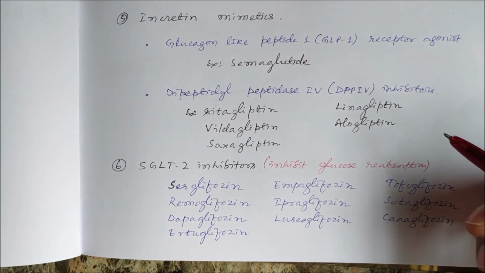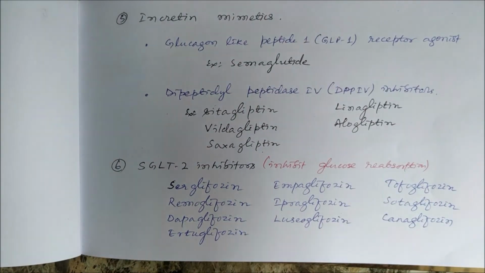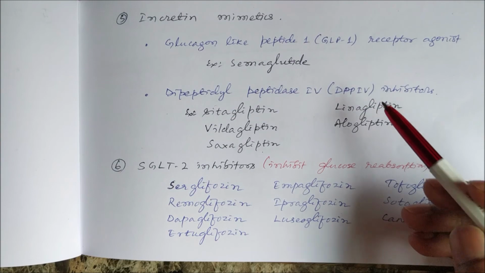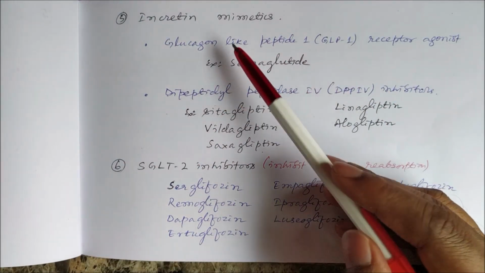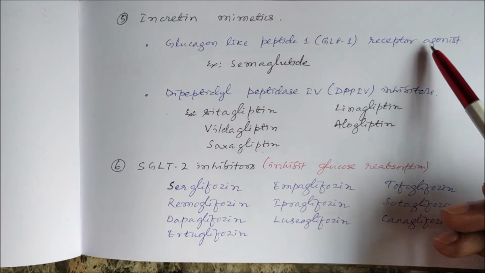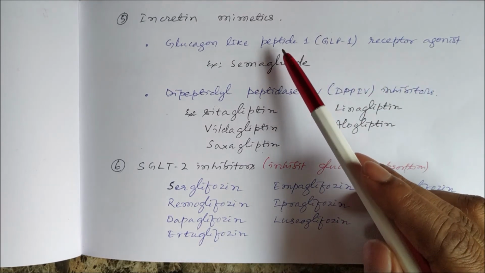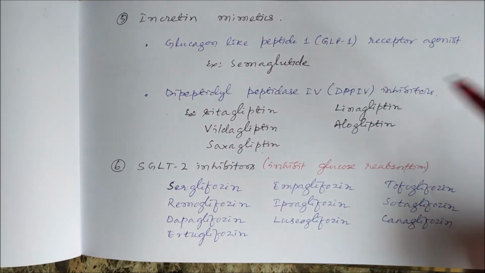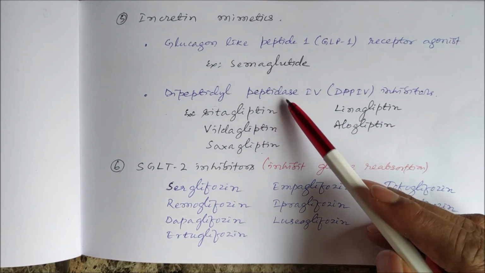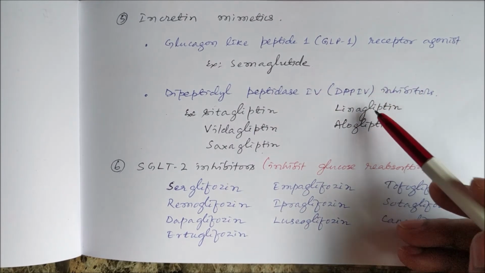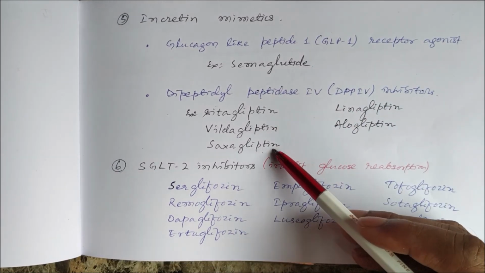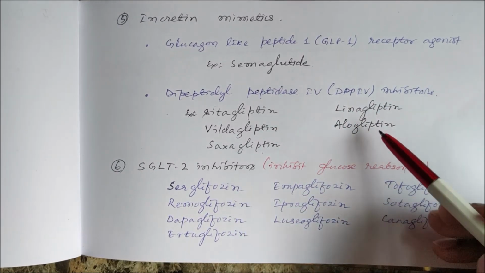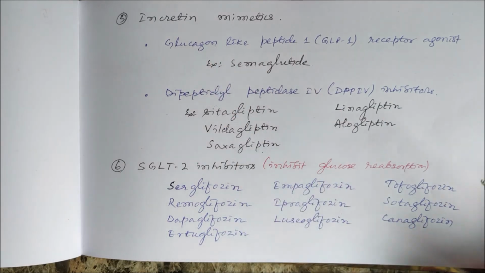Then we can have the incretin mimetics. The parenteral glucagon-like peptide 1 receptor agonists we have already discussed. Then oral, this is semaglutide, and DPP4 inhibitors which inhibit the metabolism of incretins, like sitagliptin, vildagliptin, saxagliptin, linagliptin, alogliptin. These are all oral incretin mimetics.